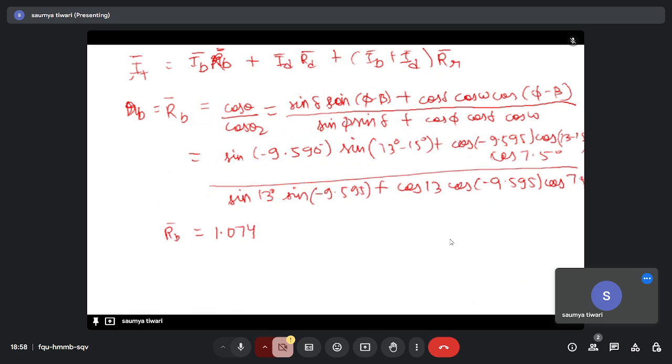Similarly, we can calculate for the diffuse radiation. We can calculate the RD bar value, which will be 1 plus cos beta by 2, which will be 1 plus cos beta, where the angle beta is 15 degree.